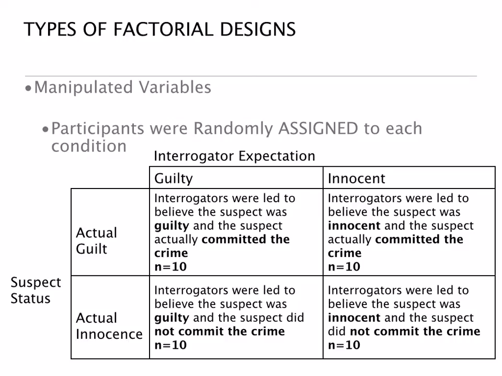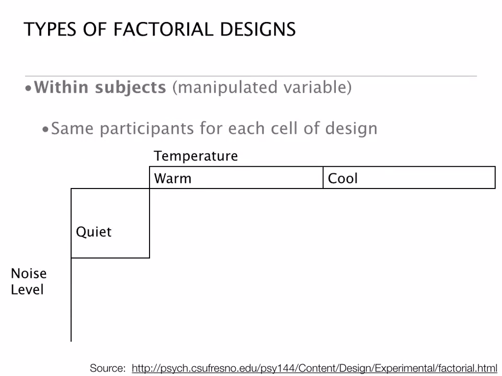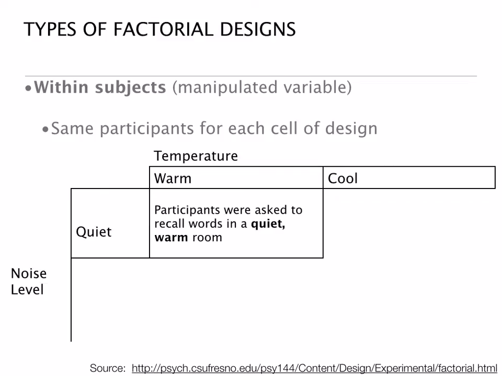Now we can do factorial designs with within subjects, and we can still do the manipulated variables. And we can even do that with subject variables as well, but this example is with manipulated variables. So we have the same participants for each cell of the design. So in this study, both the temperature of the room was manipulated and the noise level of the room was manipulated. And we looked at the same people in each of these different situations.